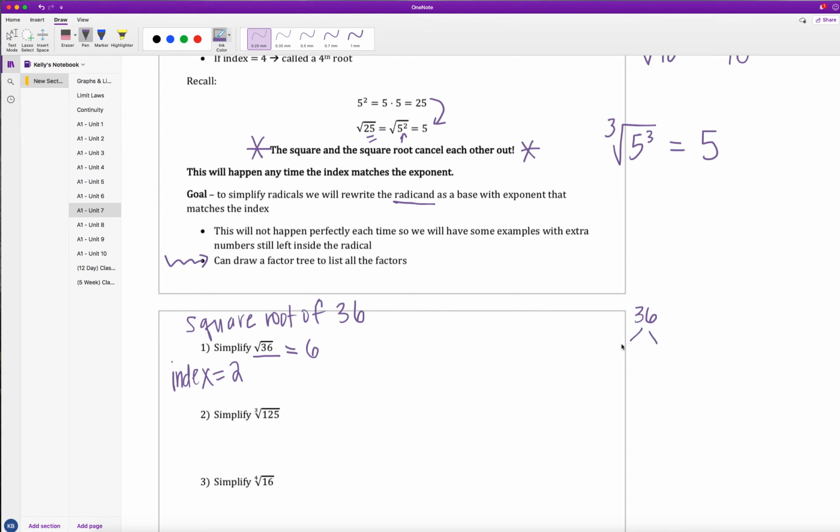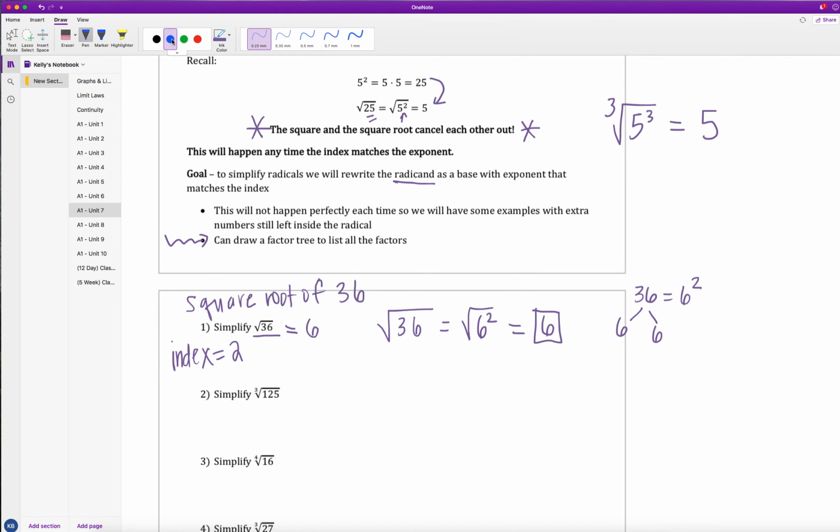So 36 can factor into 6 times 6, so I could rewrite 36 as 6 squared. What that tells me then is the square root of 36 can be rewritten as the square root of 6 squared, and because our index, which is 2, matches our exponent, they cancel each other out, and we end up with just 6. So this is one of those cases where we had a perfect square here because 36 is written as 6 squared, so it is a perfect square.